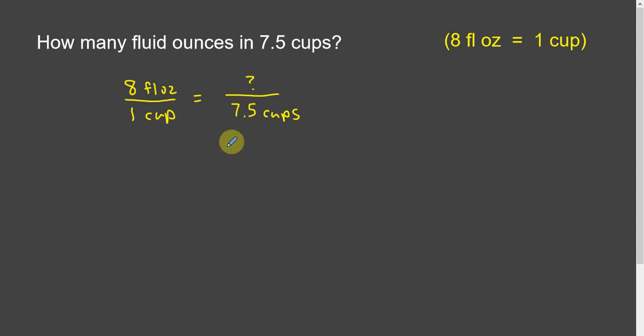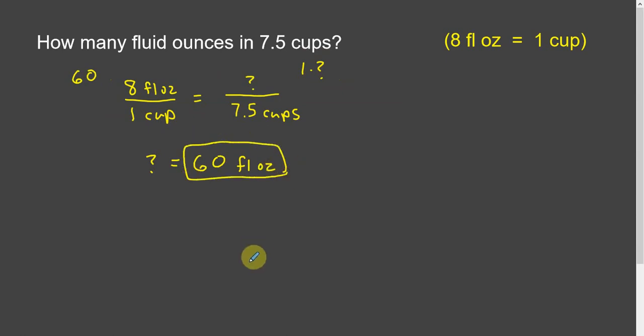All right, so then we cross multiply, right? So 8 times 7.5 is 60. And 1 times question mark is, well, that would just be question mark. So we need question mark to equal 60. So actually that's the answer. Dividing by 1, essentially, right? So 60 fluid ounces is the answer.